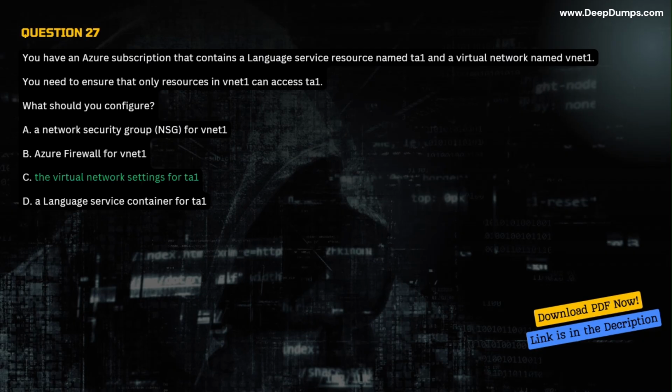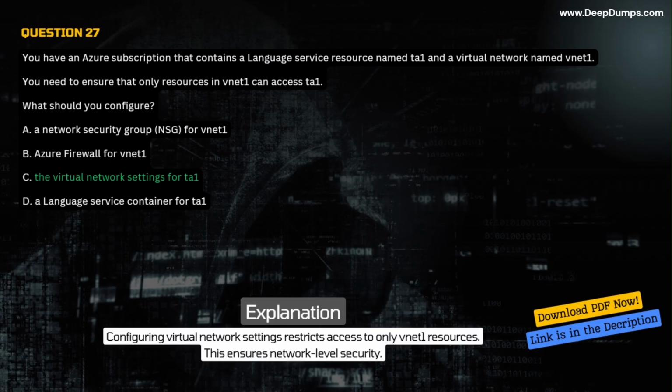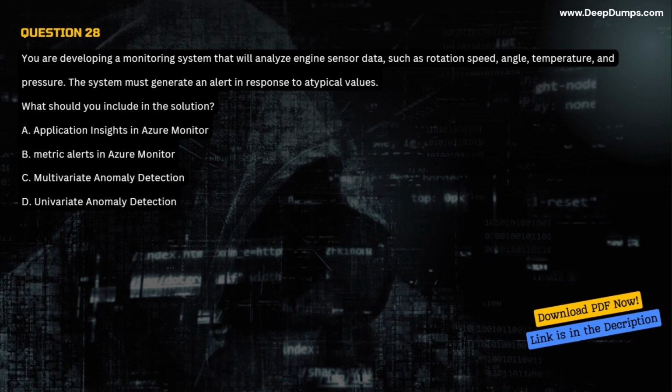Correct answer C. The virtual network settings for TAL1. Explanation. Configuring virtual network settings restricts access to only VNet1 resources. This ensures network-level security. Question 28. You are developing a monitoring system that will analyze engine sensor data, such as rotation speed, angle, temperature, and pressure. The system must generate an alert in response to atypical values.